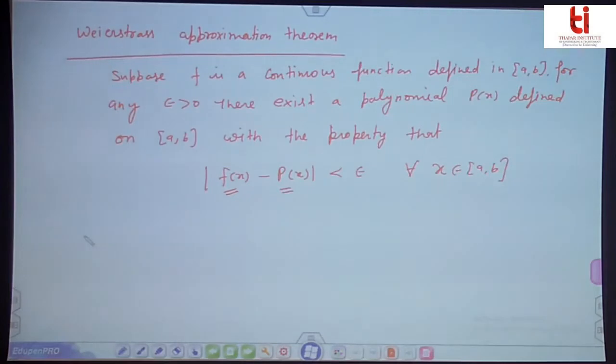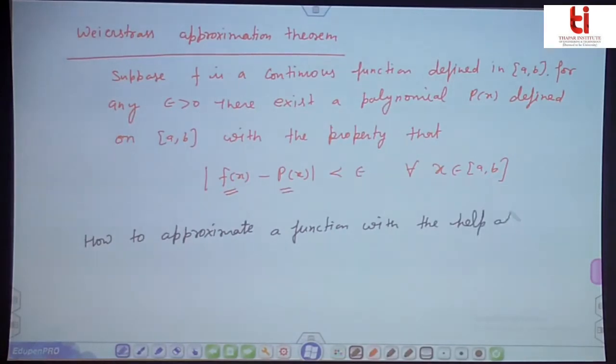So next thing is what? How to approximate a function with the help of a polynomial. Do you know any existing method that you have read till now? So, I should write Taylor series approximation. I think everybody is aware of the Taylor series approximation.